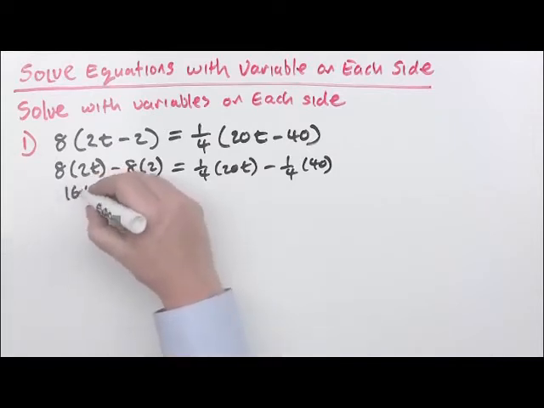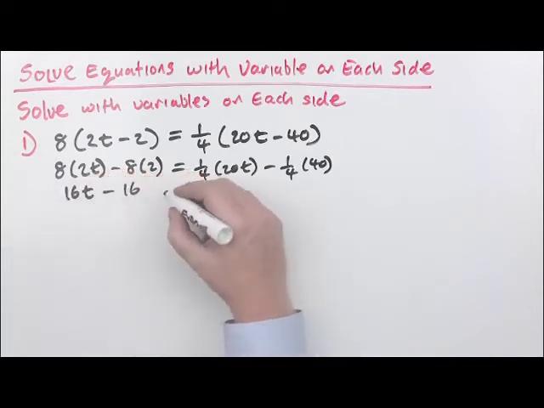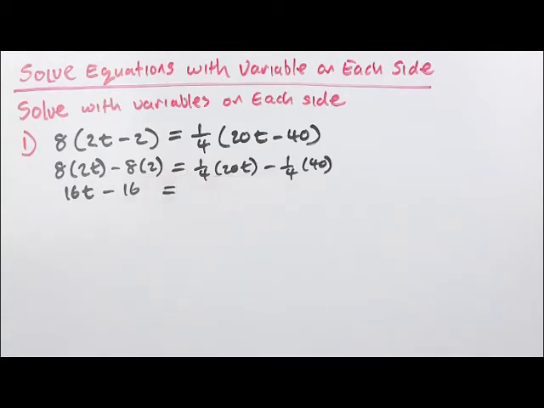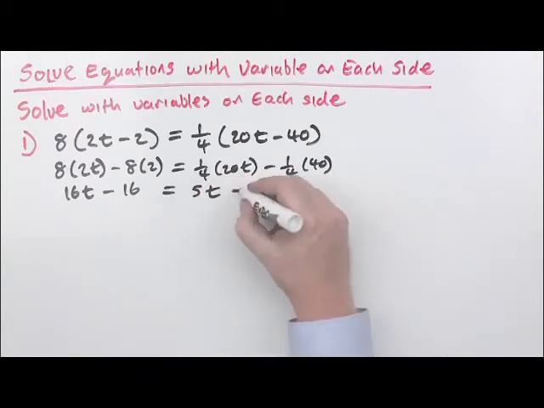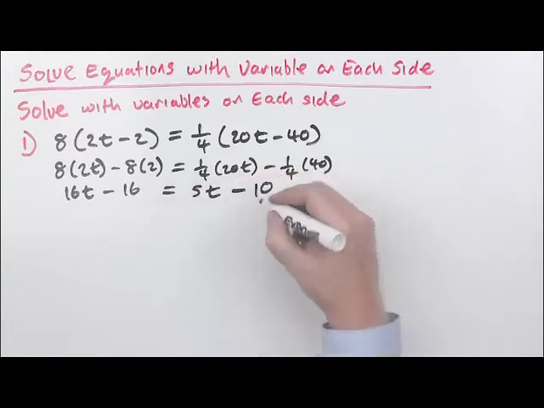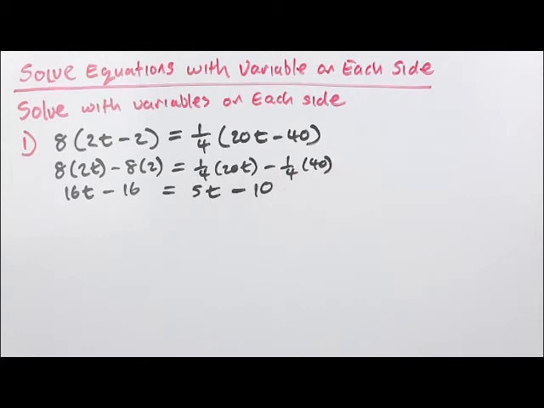8 times 2t is 16t. That's 16. 1/4 times 20t is the same as 20t divided by 4, so that's 5t. 1/4 multiplied by 40 is the same as 40 divided by 4.